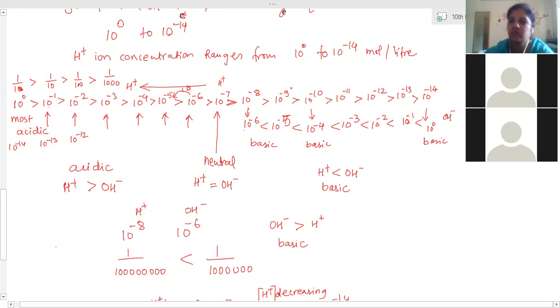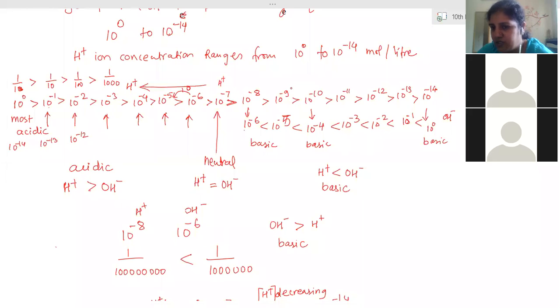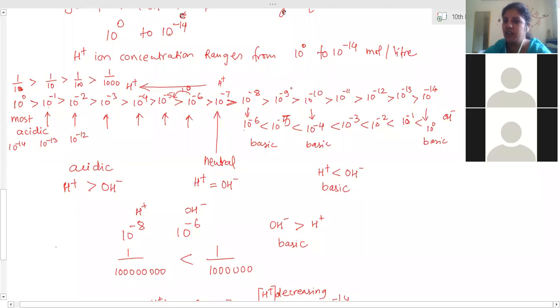Only 3 students are answering. What about the others? Are you able to understand? Somewhat confusing, I can understand. Yes, it is somewhat confusing, because much more the numbers we are playing with, and those are also negative numbers, negative exponents.